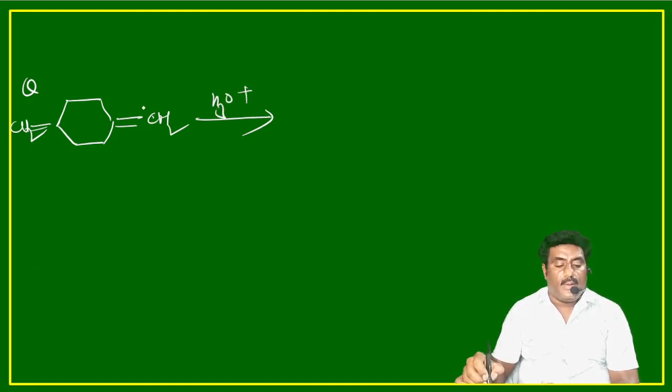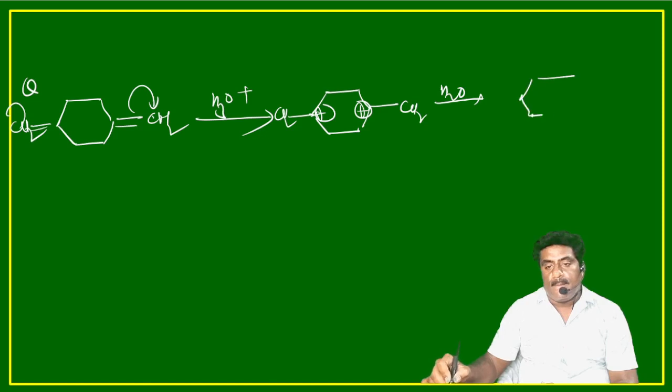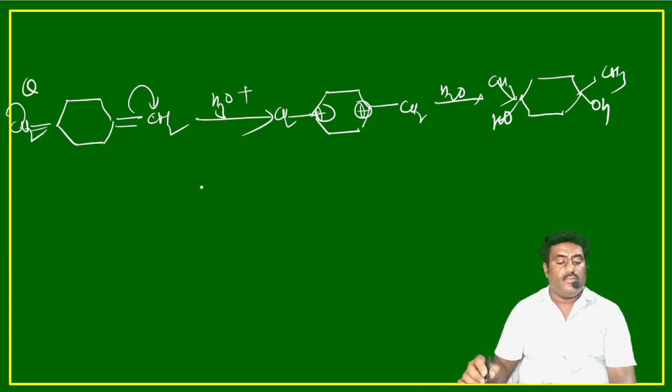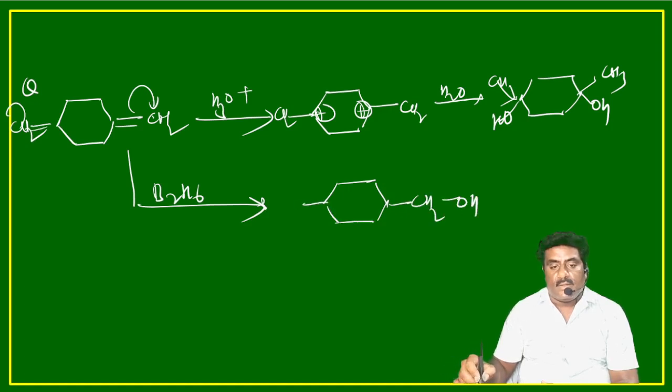It is related to a hydration question. It forms a carbocation. In presence of H2O, it gives OH, and CH3OH. Again, it is treated with diborane, B2H6. What is the product? Hydroboration oxidation. Very simple, it gives alcohol.